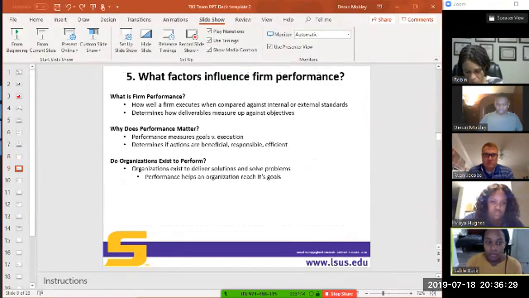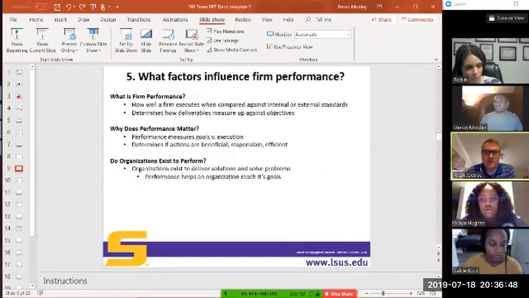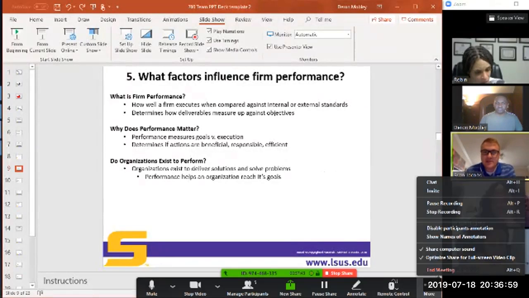Yeah, we can move on and look at what influences a firm performance, which Ryan focused on that part. Yeah, thank you. So the first major question was defining firm performance. To me, that was the very basic definition of how well a firm executes when compared against internal or external standards. So depending on what arena you're in, obviously your company is going to set forth standards for you, but so is the outside market, and both of those are equally as important.